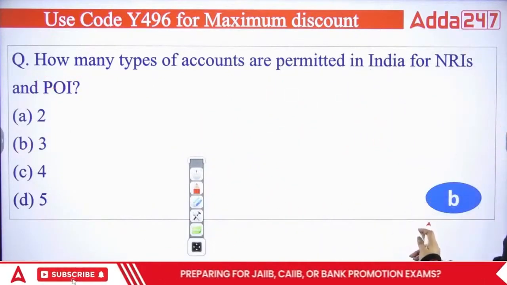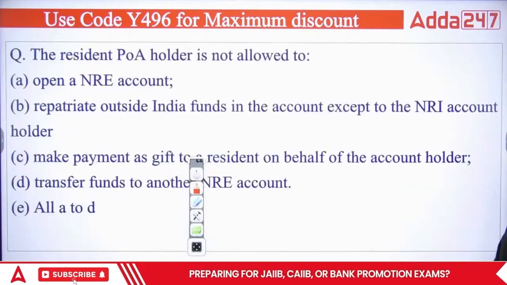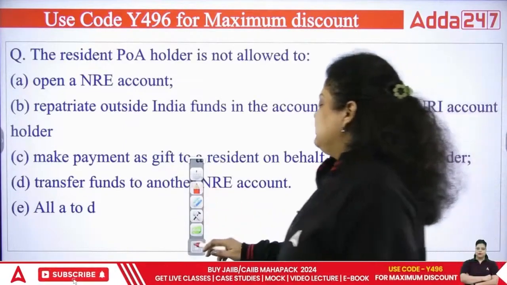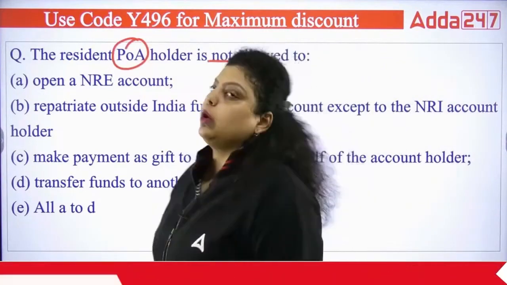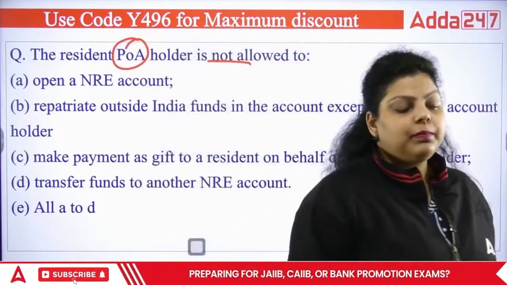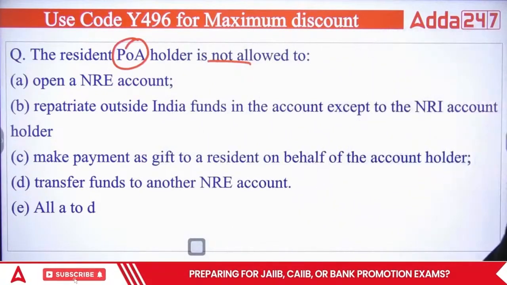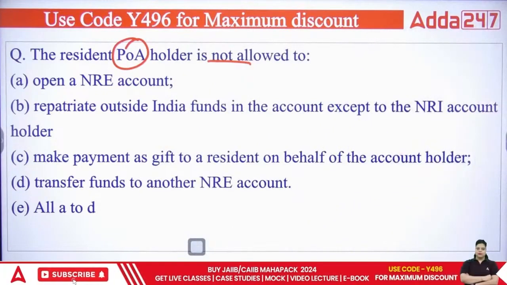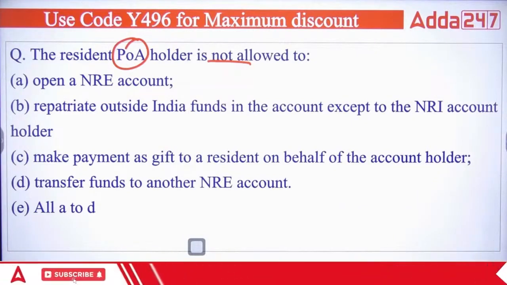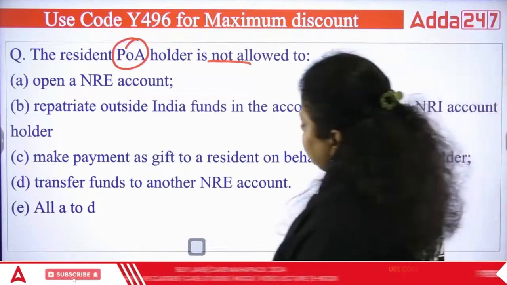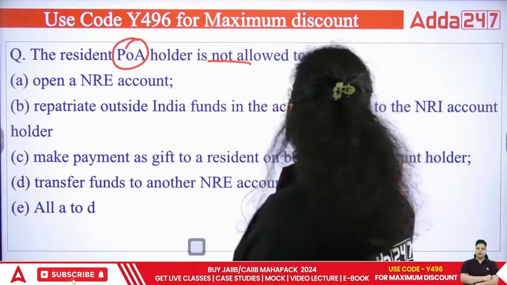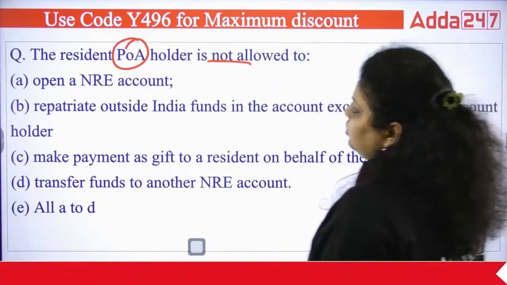Okay, so I guess it is clear. The second question is asking: the resident POA holder is not allowed to do what? The resident power of attorney holder is not allowed to do which of the following things? To open an NRE account. Second, repatriate funds outside India in the account except to the NRI account holder.